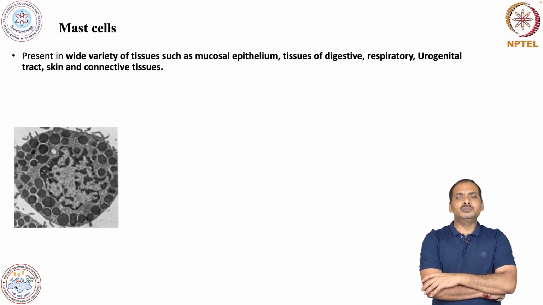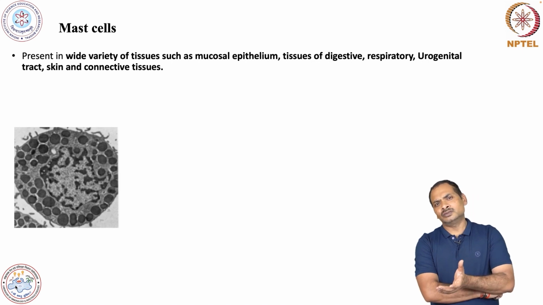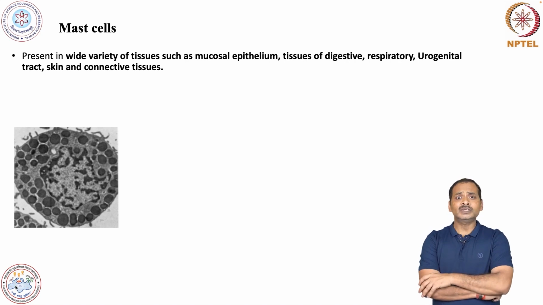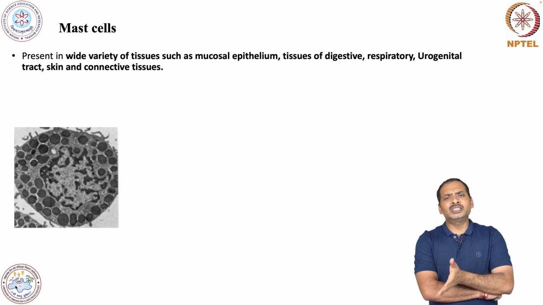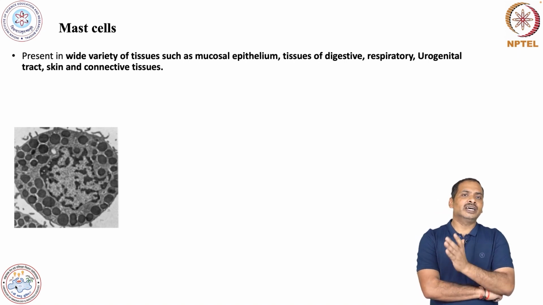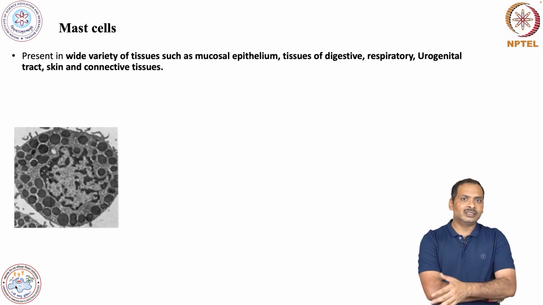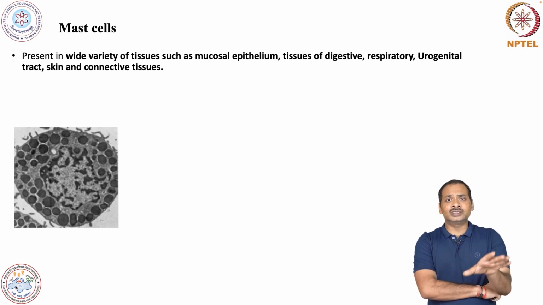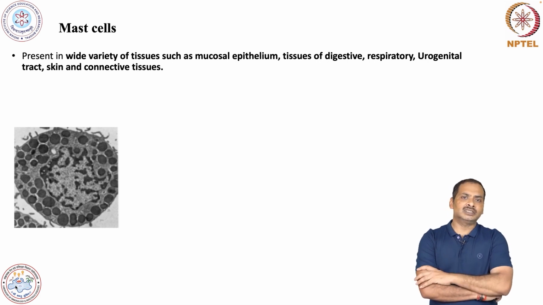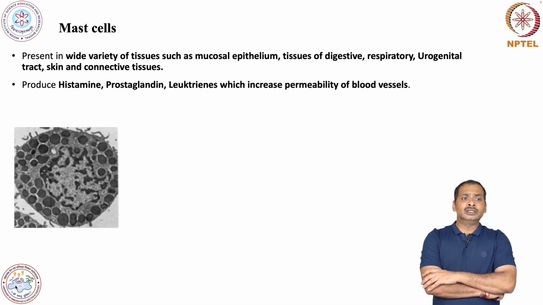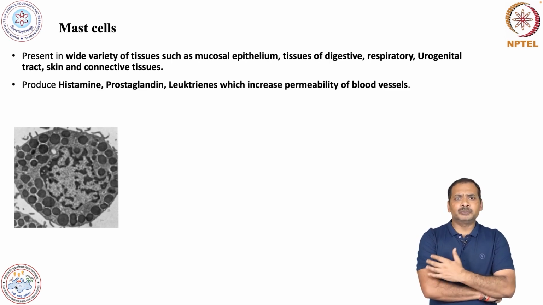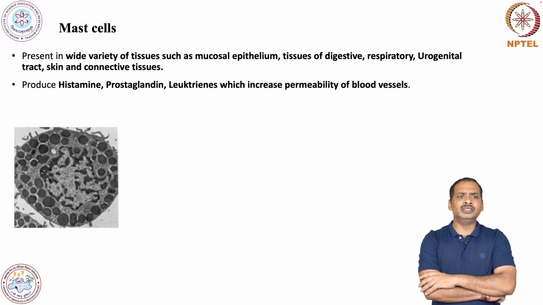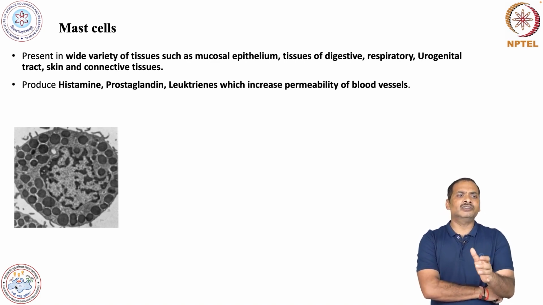Mast cells are present in a variety of tissues, especially in mucosal epithelium. When I say mucosal epithelium, it means the digestive tract, respiratory tract, urogenital tract, skin, and connective tissues. All over these tissues, mast cells are present. Mast cells produce histamine, which we will discuss in more detail in a subsequent slide. In fact, after finishing this slide, I will focus on histamine.